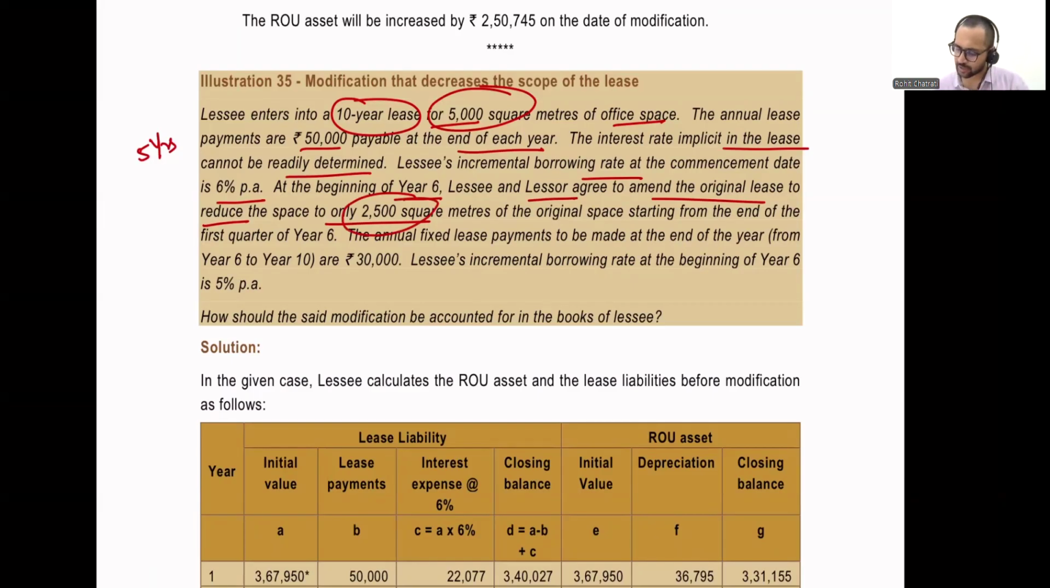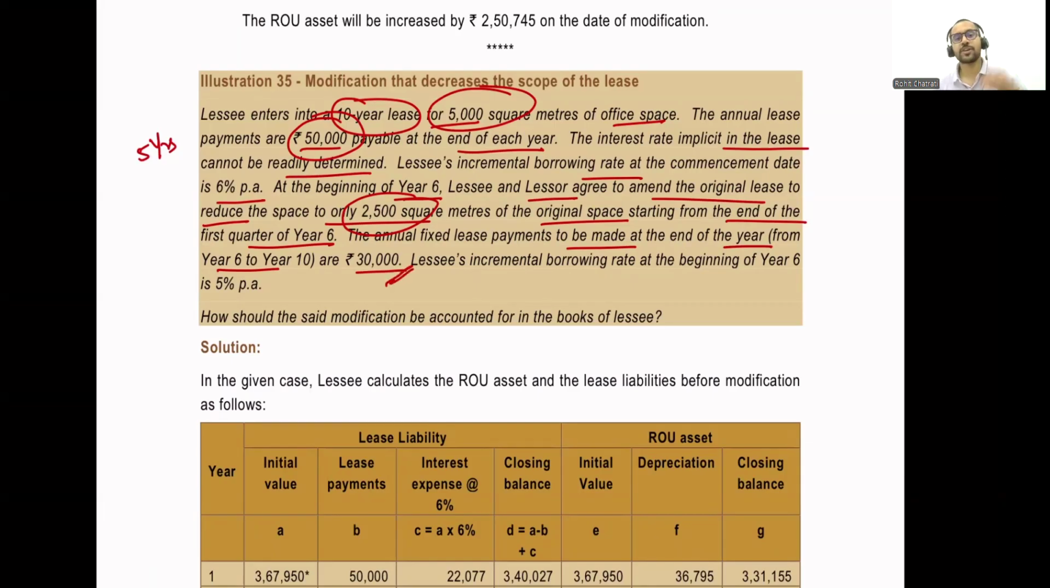So the lessee and the lessor agree to amend the original lease space to only 2,500 square meters of the original space starting from the end of the first quarter of year 6. The annual fixed lease payments to be made at the end of year from year 6 to year 10 are going to be 30,000. Obviously, if you're reducing the space, your amount won't be constant at 50,000. They have revised the lease payment to 30,000.